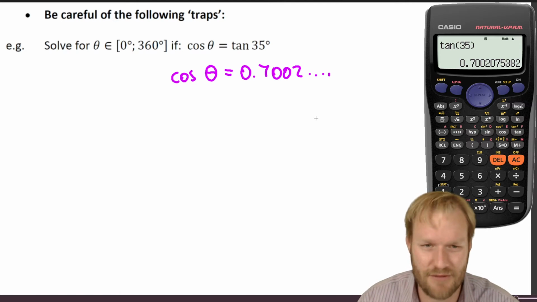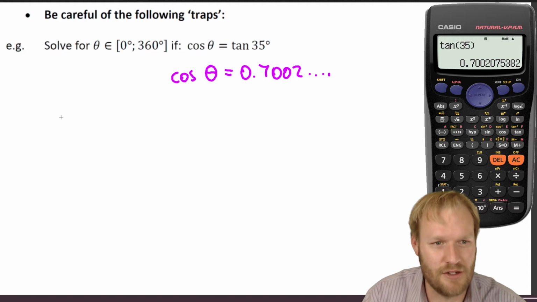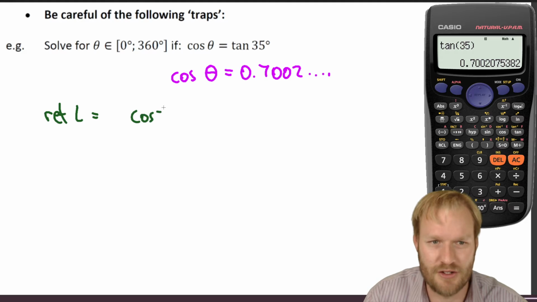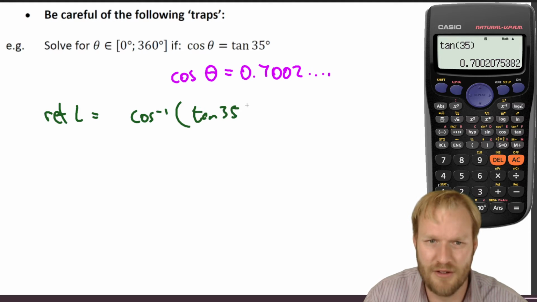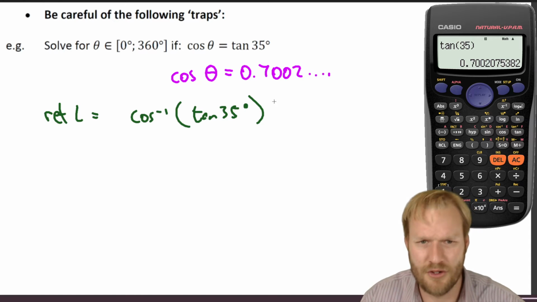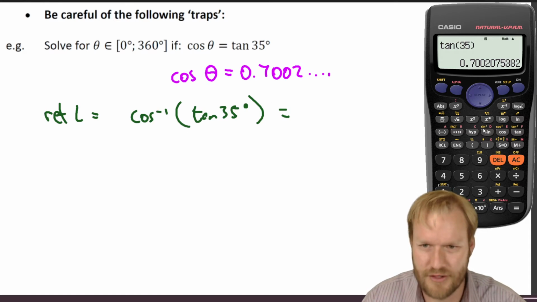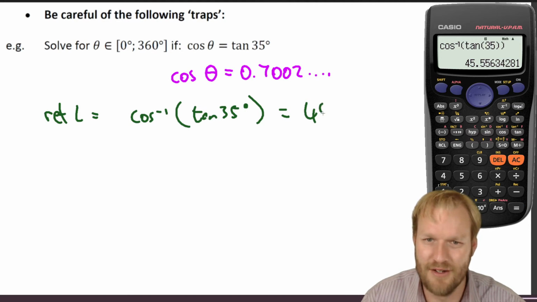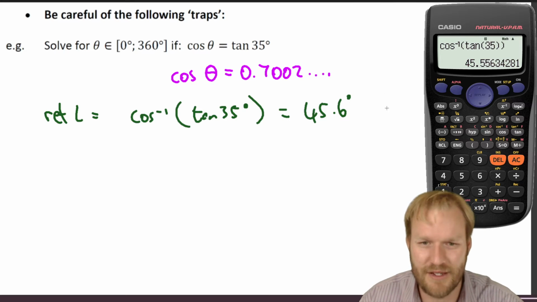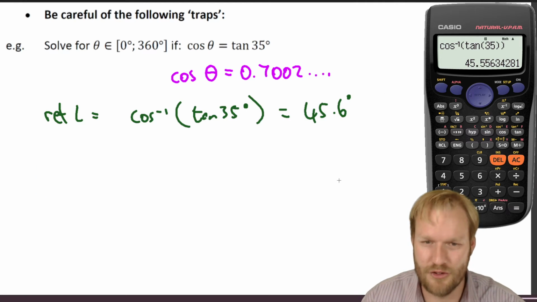And I suspect if that were the case, you'd go, oh okay, well that's easy enough. I'd say my reference angle is shift cos of that number there. Now, that number there is just tan 35. So you get your reference angle: shift cos tan, where's tan? 35, there it is. Close all these brackets. 45.6, give or take a degree. 45.6 degrees.